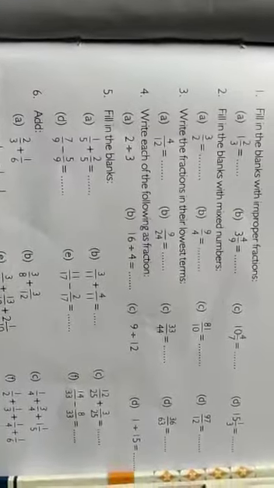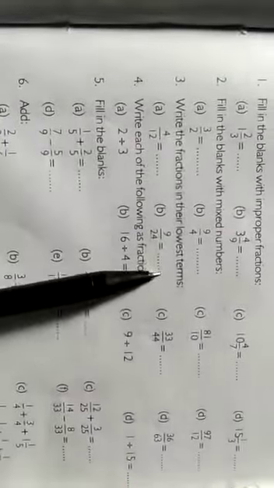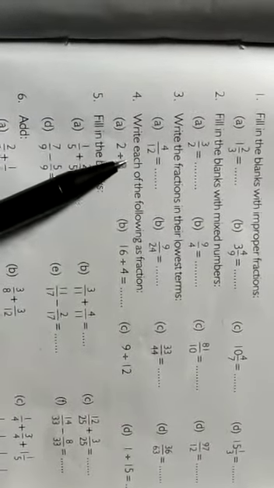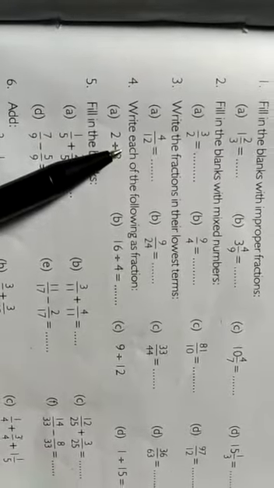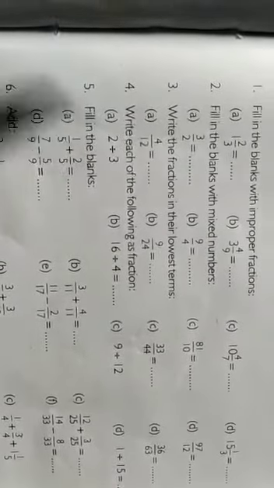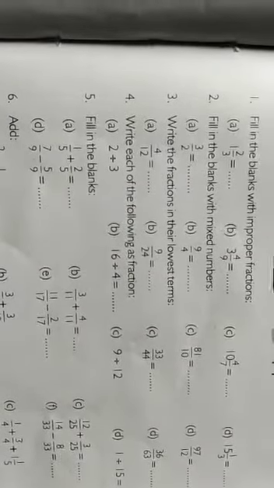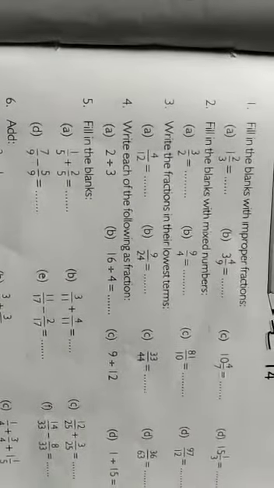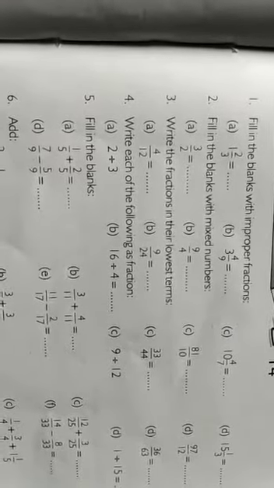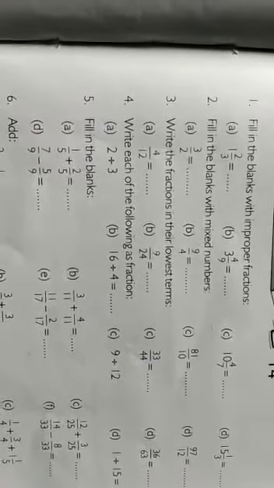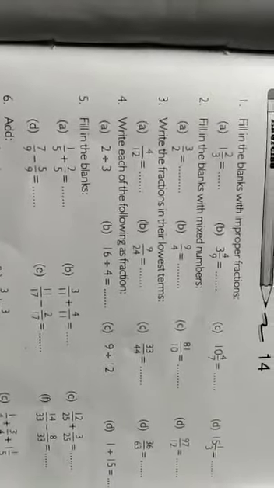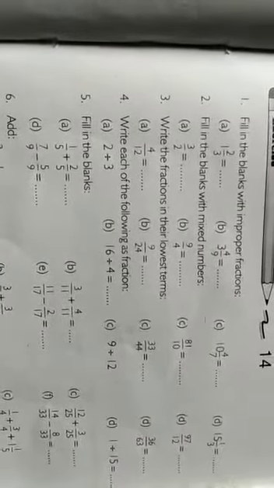Look at question number 3. Your question number 3 is write the fraction in its lowest terms. How to write the given fraction in lowest terms? 4 by 12. So students, firstly we will find the HCF of 4 and 12, means highest common factor. The highest common factor of 4 and 12 is 4. So we will divide 4 by the HCF, highest common factor 4, that is 4 divided by 4 is equal to 1. Okay, because 4 divided by 4 is 1, and then 1 by 3.